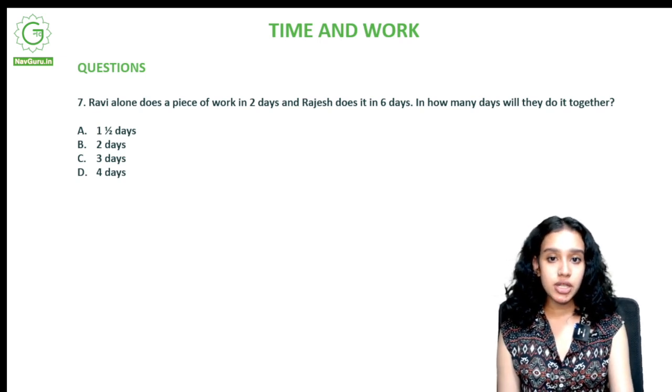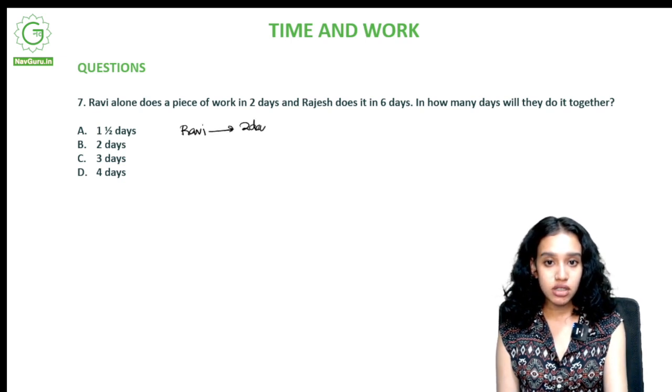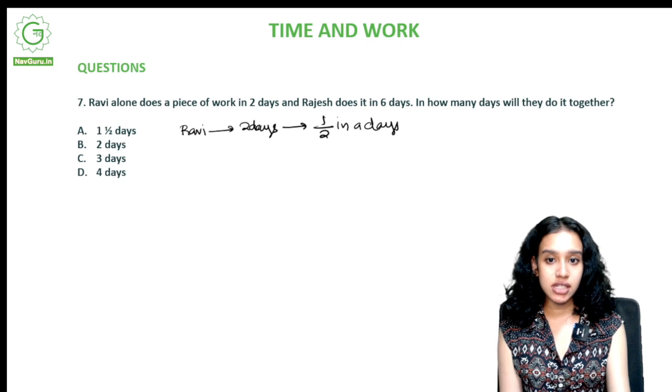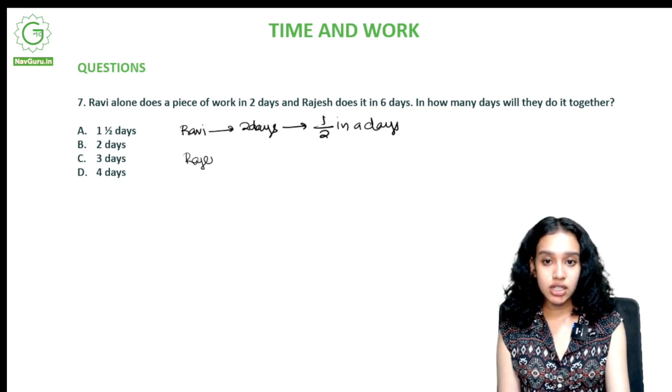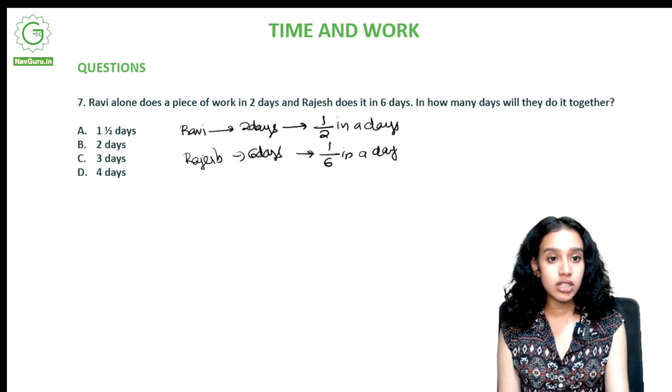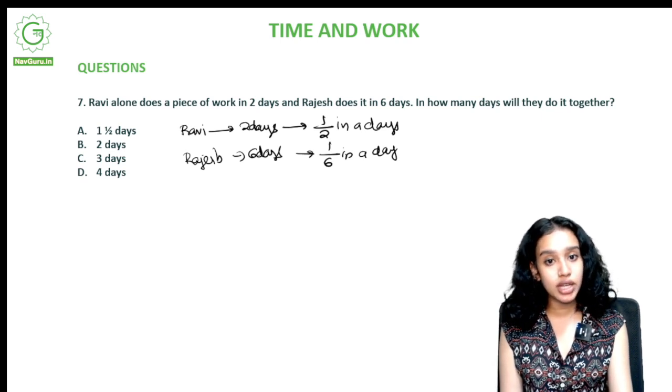Ravi alone does a piece of work in 2 days. So Ravi takes 2 days to do a work. So amount of work done is 1 by 2 in a day. Right? Rajesh does it in 6 days. For Rajesh, he takes 6 days to do the work. So the amount of work he does is 1 by 6 in a day. Right? Now, how many days will they take to do it together?